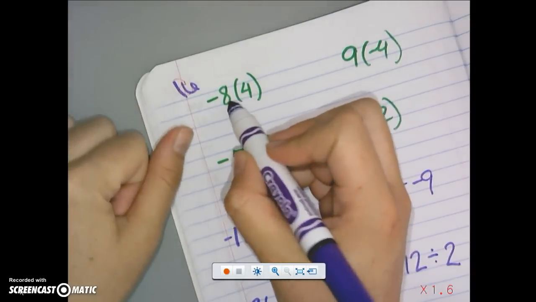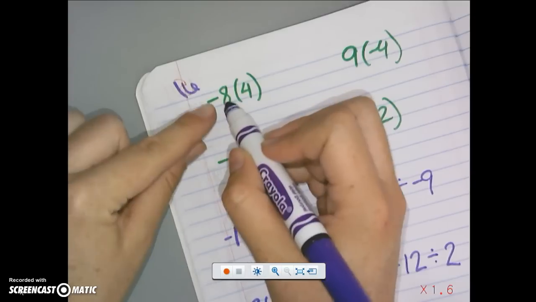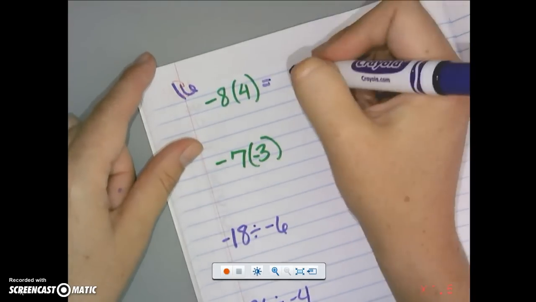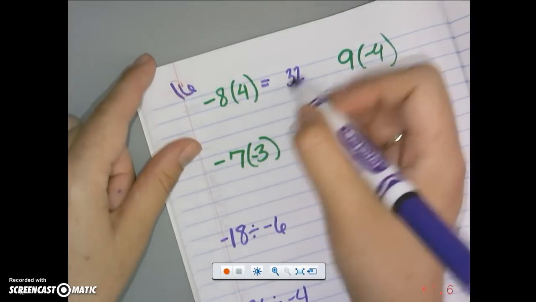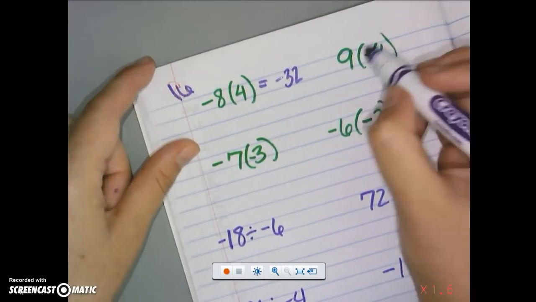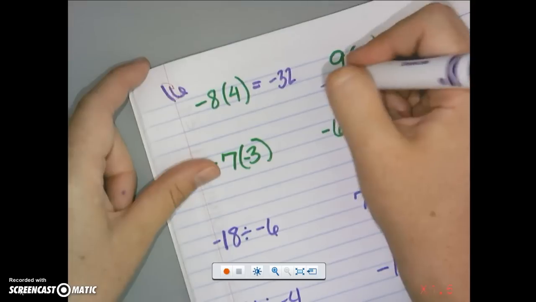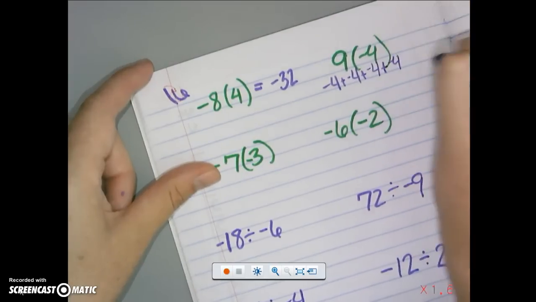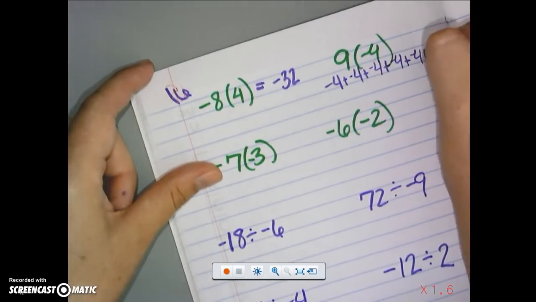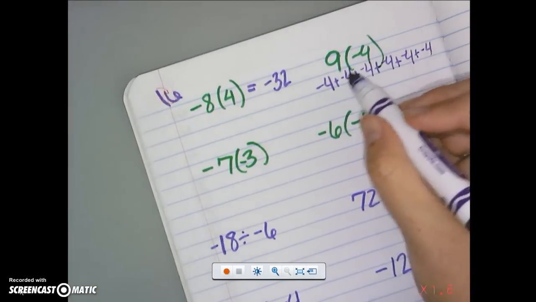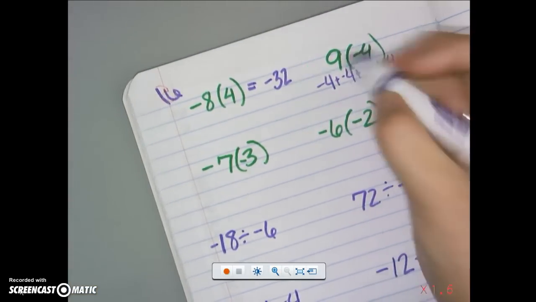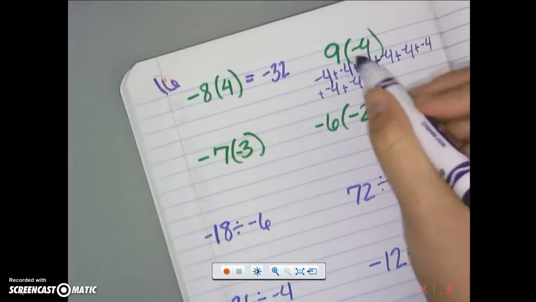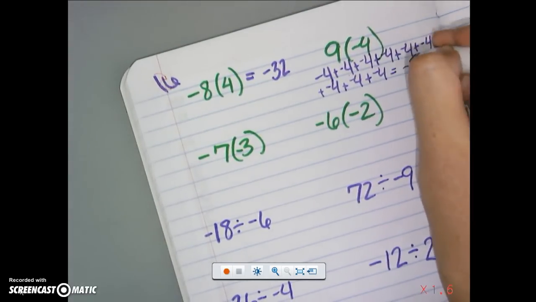Alright, so I need the opposite, so I need 8 groups of 4, but the opposite. So 8 groups of 4 equals 32, and the opposite of 32 is negative 32. So I need 9 groups of negative 4, so really we're going to write negative 4 plus negative 4 plus negative 4 plus negative 4 plus negative 4 plus negative 4. See how multiplying is so much easier? 1, 2, 3, 4, 5, 6, plus negative 4, 7, 8, 9, and adding all those up, I will get negative 36.